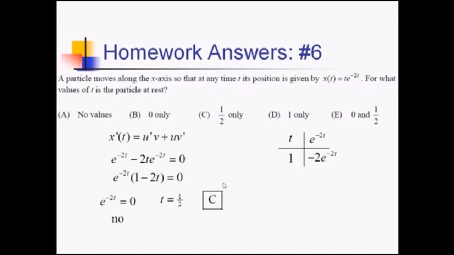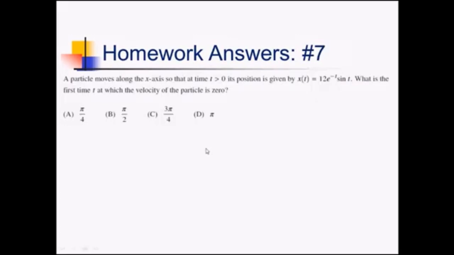On this problem, we have a particle moving along the x-axis with a position given by this x of t function here. We want the first time at which the velocity of the particle is 0. So we need a formula for the velocity of the particle. V is just going to be x prime of t, and for that we are going to need to use the product rule here to take that derivative.